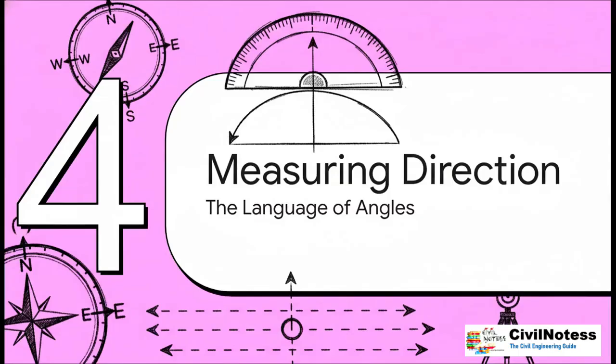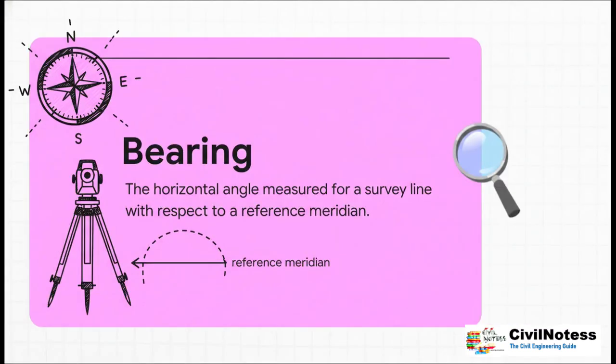Okay, so we've got our reference line, our meridian. We know what north we're using. Now, what's the name for the actual angle we measure from that line? Well, that's called a bearing. And bearings are the fundamental language of direction in all of surveying. So yeah, that's the textbook definition.